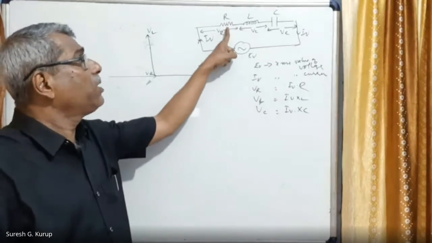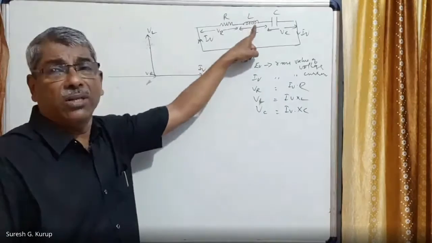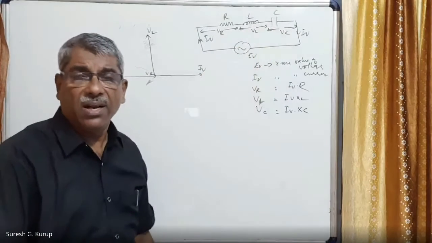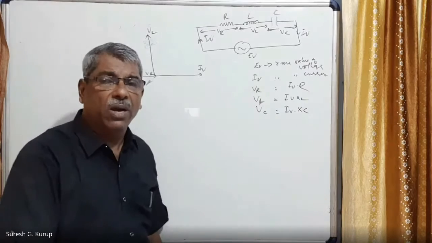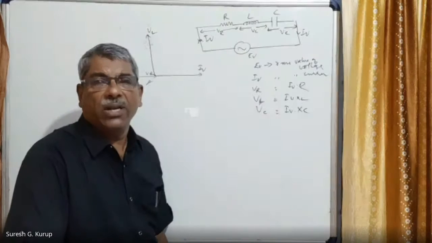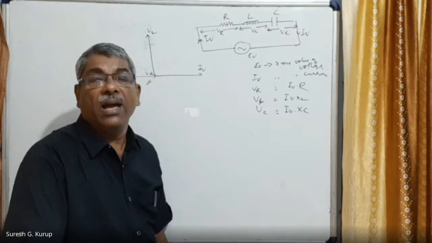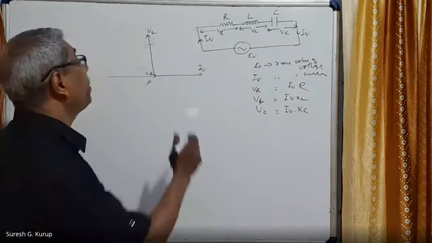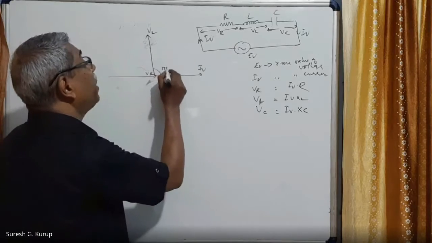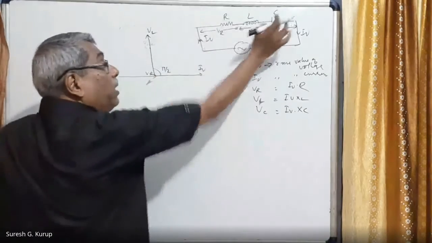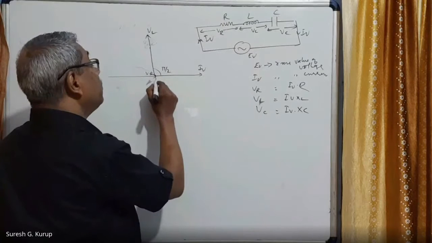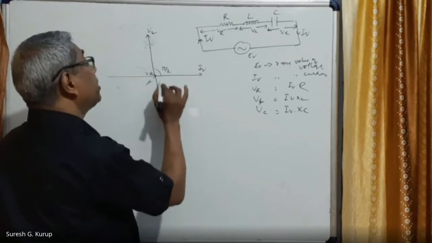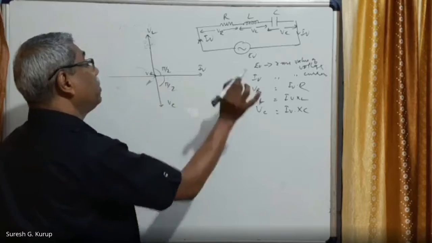Next, suppose that R is also not there, L is not there. Only capacitor is there. In a pure capacitor circuit, the voltage is lagging behind the current by an angle pi by 2. So this is also pi by 2. Only capacitor is there means V_C will be acting along this direction. This is also equal to pi by 2.